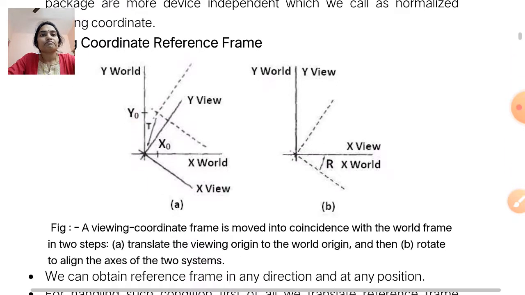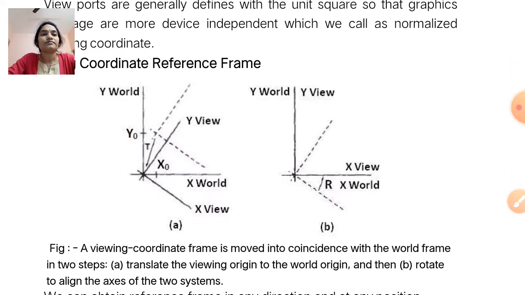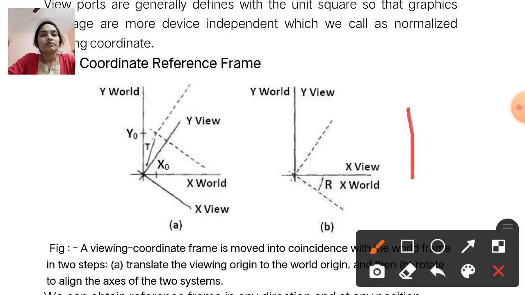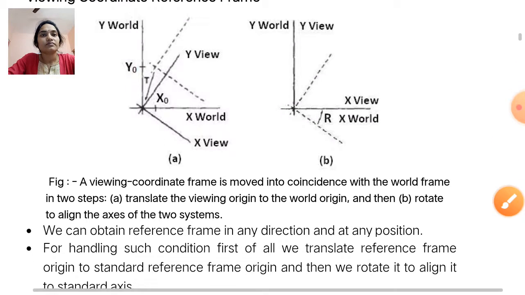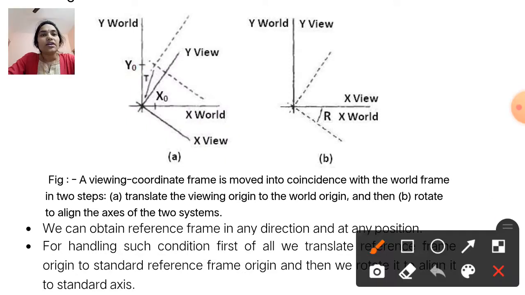Okay, in this figure, this figure is your world coordinate, and this figure is your viewing coordinate. In this world coordinate, this one is your x-axis, and this one is your y-axis.